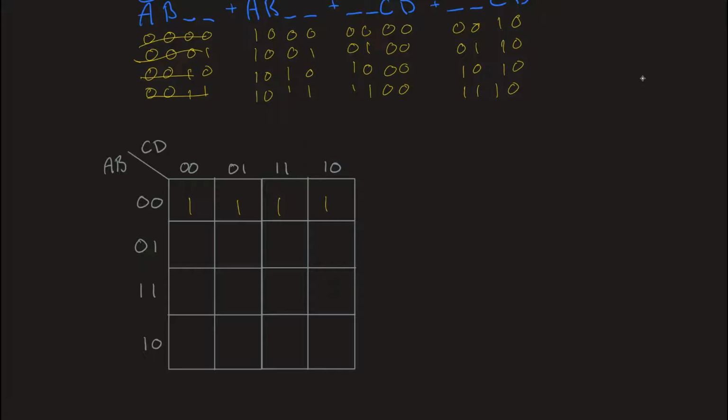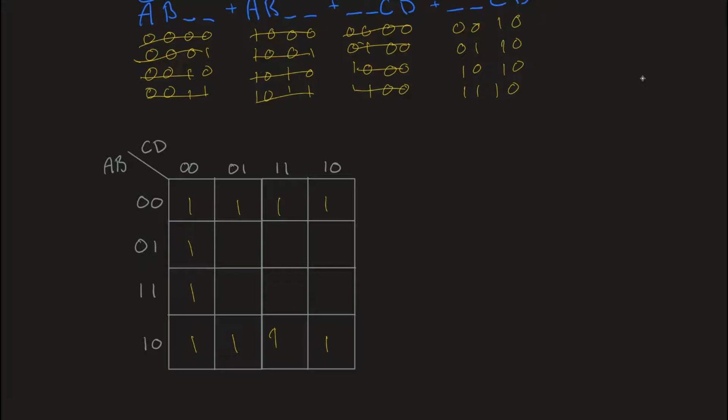We have one at 1, 0, 0, 0. 1, 0, 0, 1. 1, 0, 1, 0. And 1, 0, 1, 1. We have one at all zeros, which we already have. 0, 1, 0, 0, which is here. 1, 0, 0, 0, which we already have. And 1, 1, 0, 0, which is here.